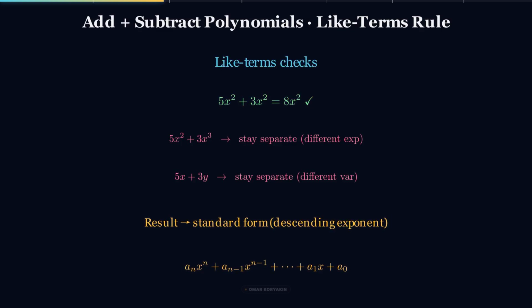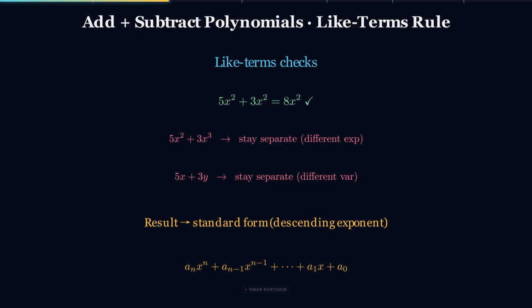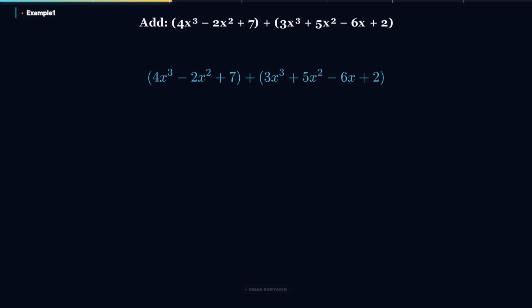Today we drill addition and subtraction on 2 worked examples and lock in the mechanic for the rest of Section 7, where polynomial multiplication and division will both reduce to repeated additions and subtractions of polynomial pieces. Here is the worked addition example. Add the polynomials 4x cubed minus 2x squared plus 7 and 3x cubed plus 5x squared minus 6x plus 2. Write the answer in standard form.